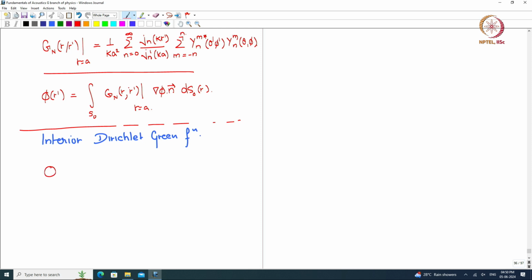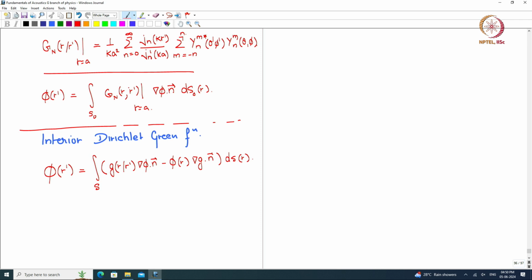If this is my Kirchhoff-Helmholtz integral over a surface, then the integral of G del phi dot n minus phi del G dot n, dS of r.